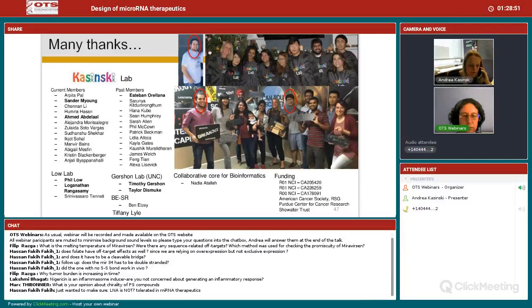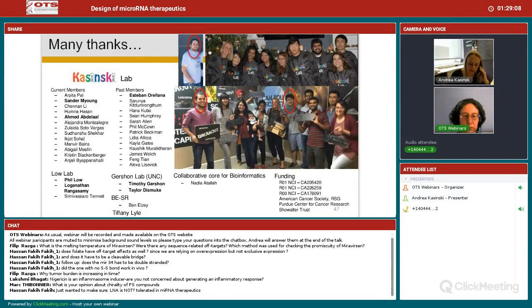Does it have to be a cleavable bridge? I already addressed that, so hopefully that has been cleared up. In fact, the cleavable bridge was not useful in our case. Does it have to be double-stranded? We haven't tried to use single-stranded. I think using the double-stranded nature helps to stabilize and protect the RNA.